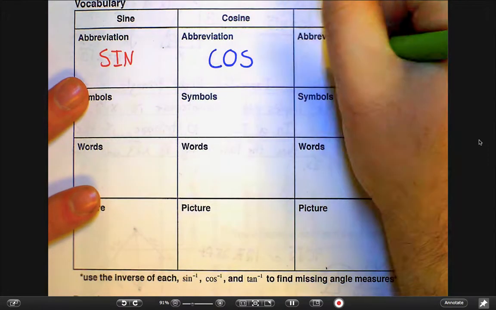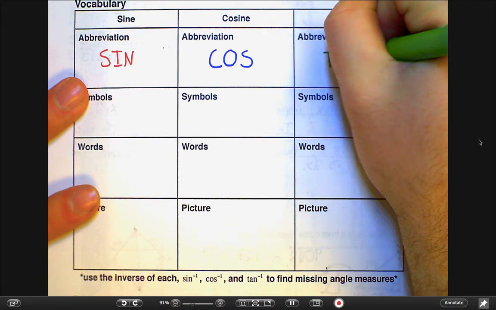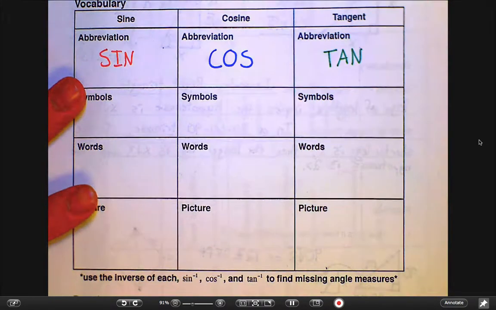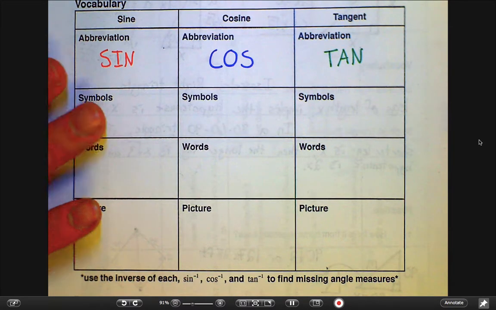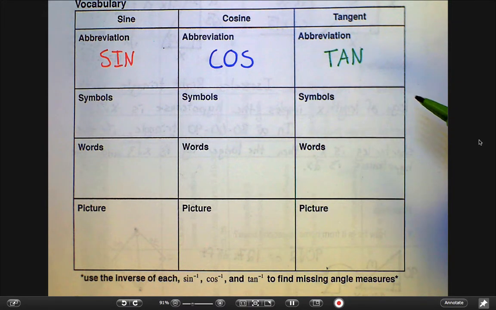And then our abbreviation for tangent looks like tan, T-A-N. And again, we say tangent. We don't just say tan. So even though we have these abbreviations, we still say the full word. We just use these abbreviations when we're doing our work, just so we don't have the full words in there. It makes it a little easier to work with. And this is what your calculator uses too. So we need to make sure we know those.